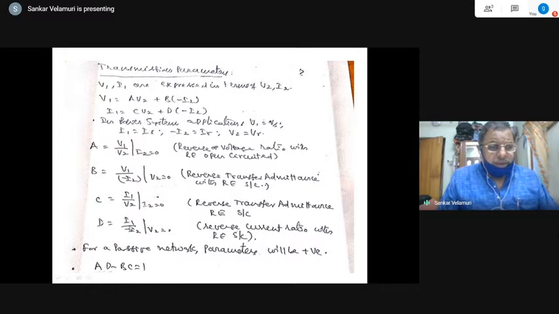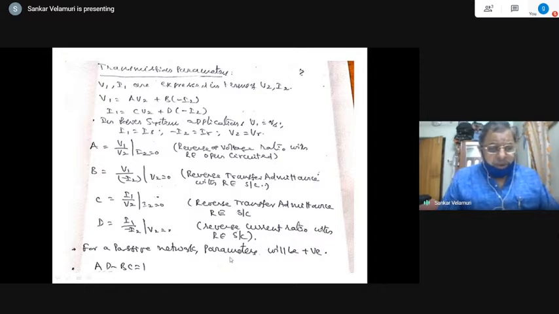And D is equal to I1 by minus I2. So it is the reverse current ratio, or simply the current ratio with the receiving end short circuited. So here a small mistake is there. This is to be corrected as open circuit.